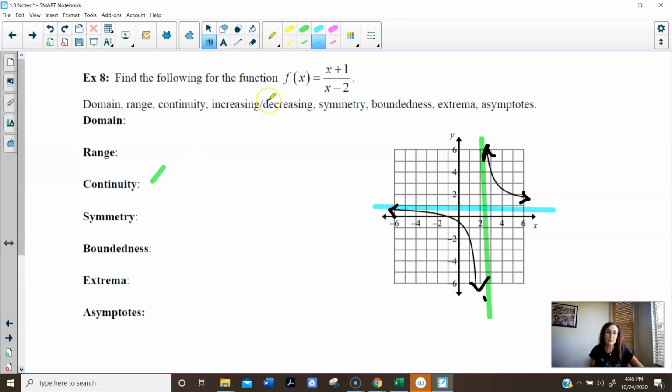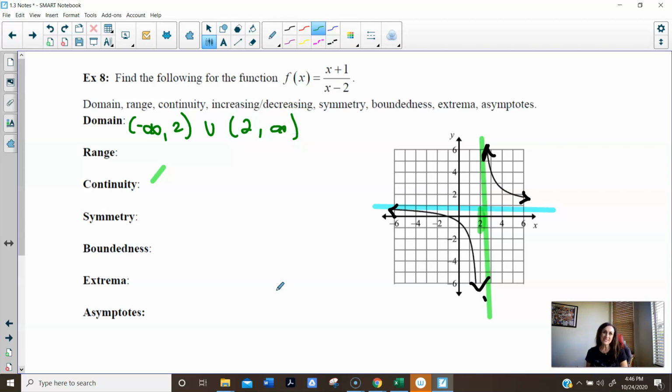And so what we're going to do is let's talk about domain. This goes left forever and right forever, except for x can't be 2. So it's going to be all real numbers except for when x is 2. So let's write that as -infinity to 2, don't include 2, and 2 to infinity.